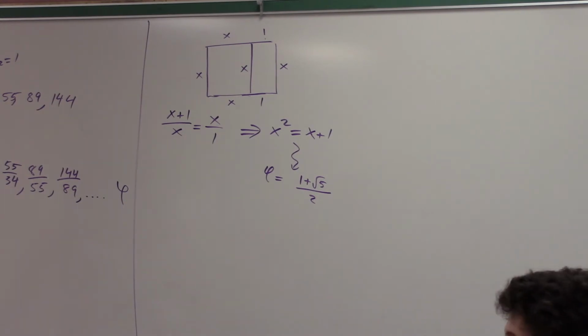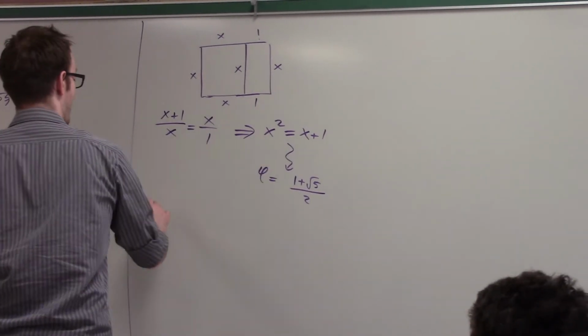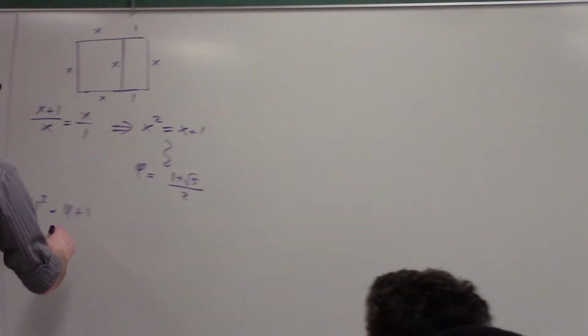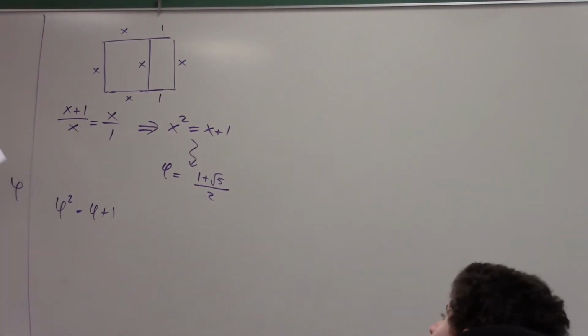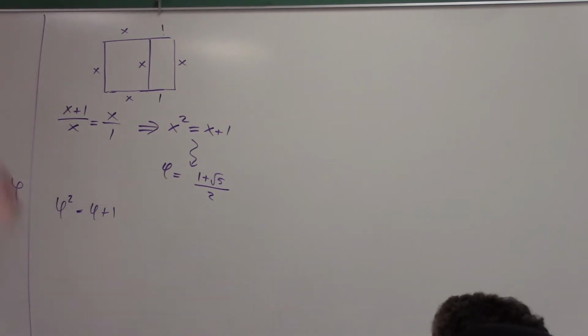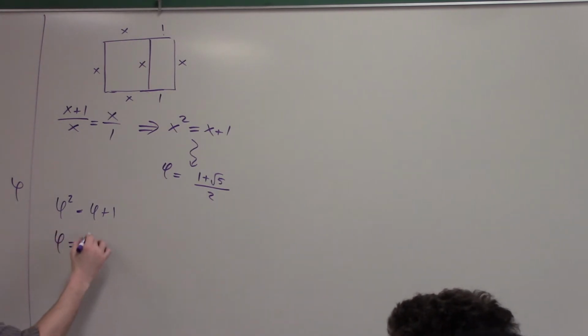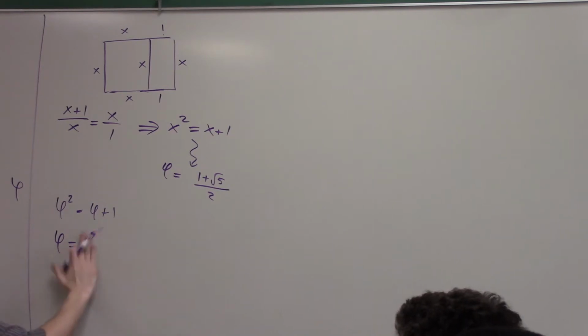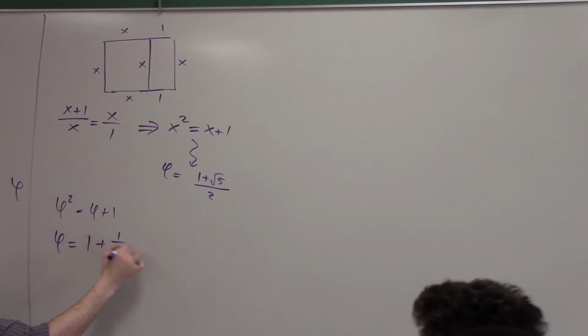So, interesting properties of phi. One property of phi is just that phi squared equals phi plus 1, because phi is the positive solution to this equation. Another way of phrasing that is, you can take this and divide by phi. So you get that phi is 1 plus 1 over phi.